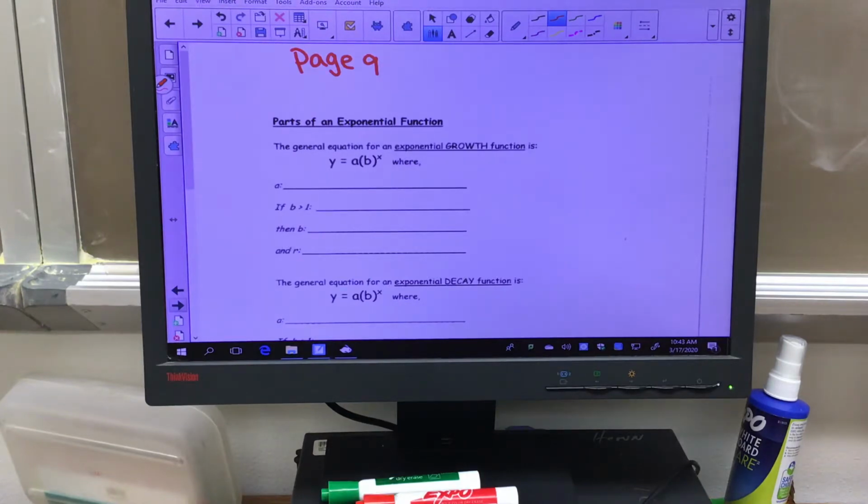So a standard form of an exponential function is y equals a times b to the x. The a is our y-intercept, or we call that the initial amount, or initial value. It is where that function is going to start. So now your b is your multiplier.